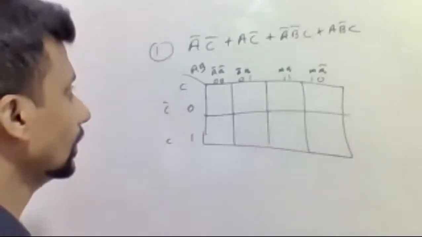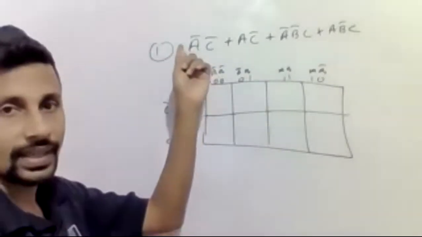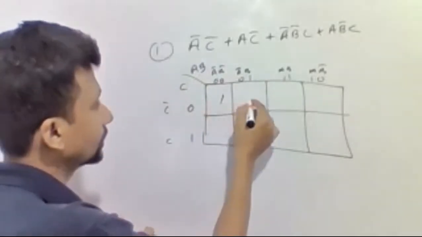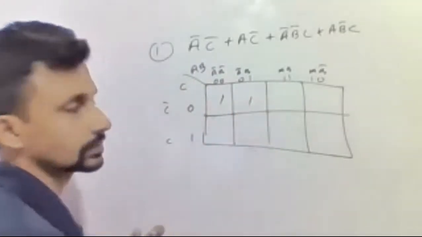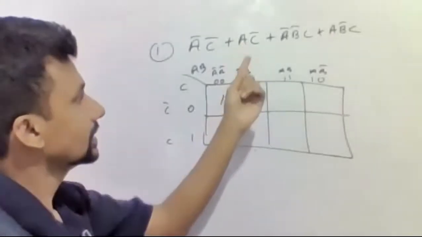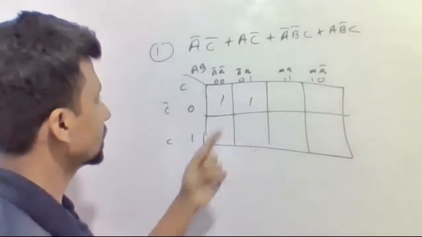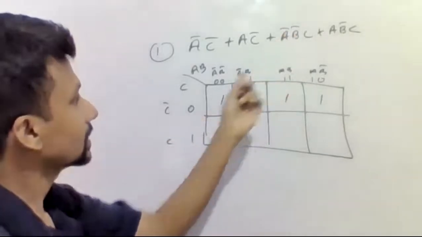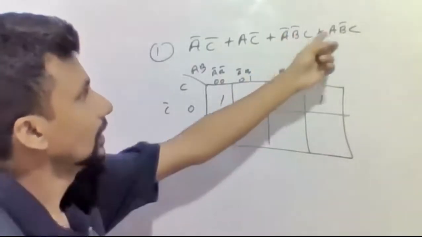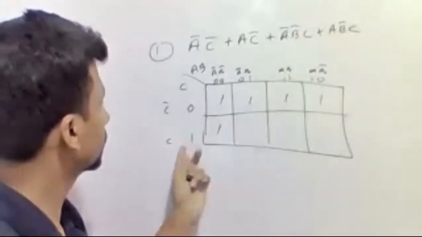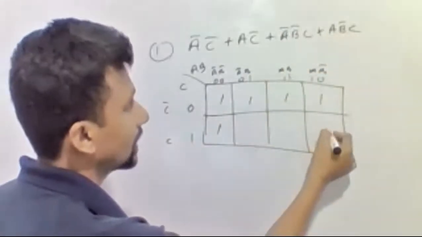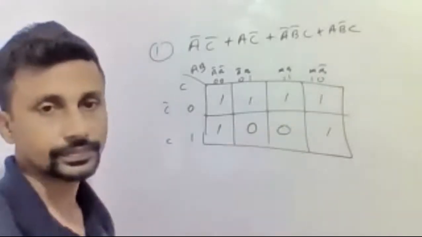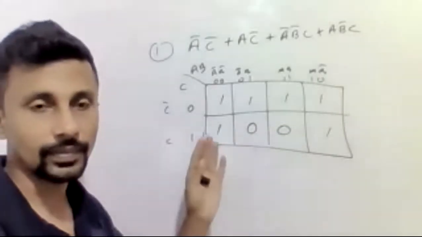Right? So first one, A dash C dash. A dash is here, C dash here. I'm taking both. Then A C dash. A is here, C dash is here. Then A dash B dash C. Sorry, A B dash C. So others I am taking 0. Right? This is the K-map, right?